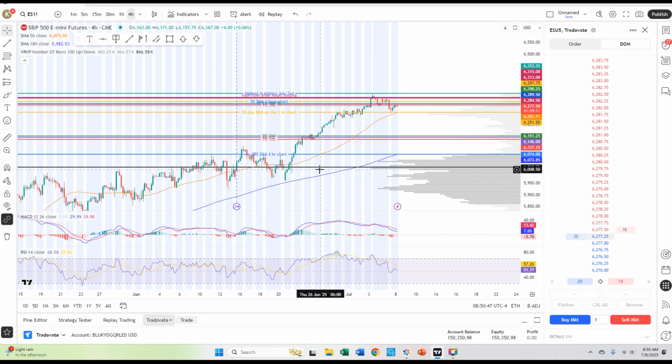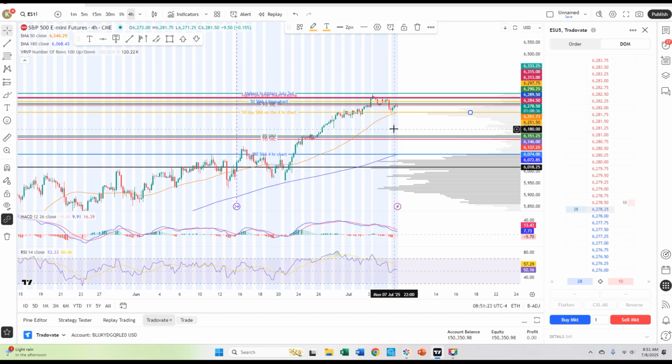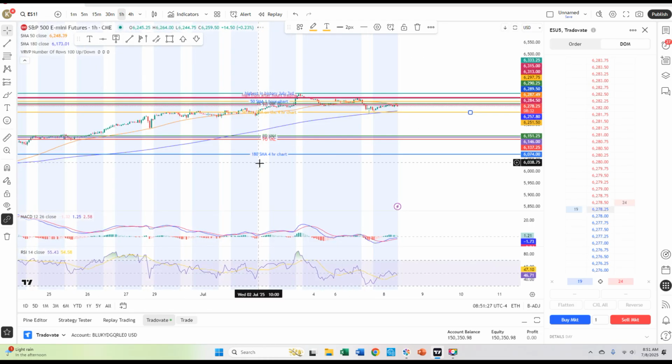Okay, so 4-hour chart here, we can see that it came down and tested that 50-day SMA on the 4-hour chart and then bounced up overnight. So we are kind of looking like that is still acting as support, so that's good. Let's look at the 1-hour chart here.